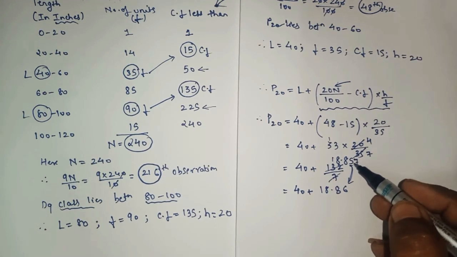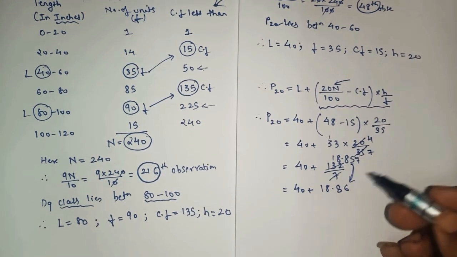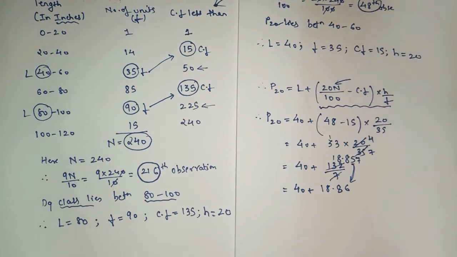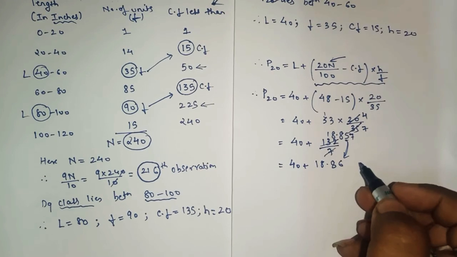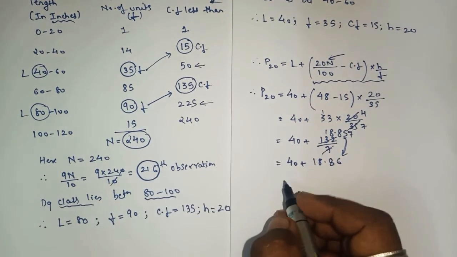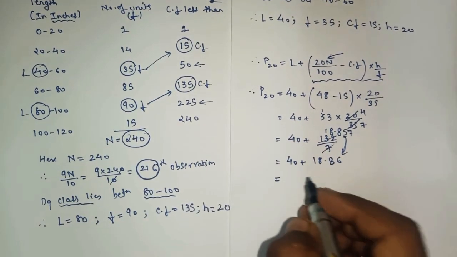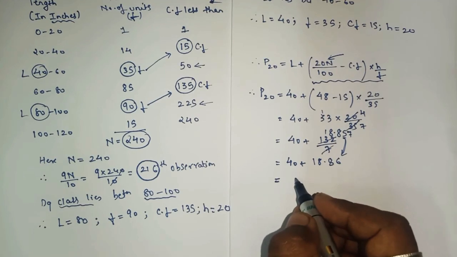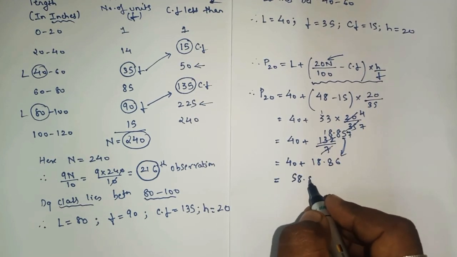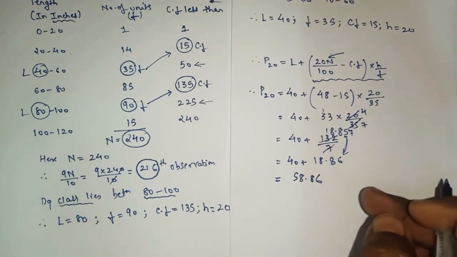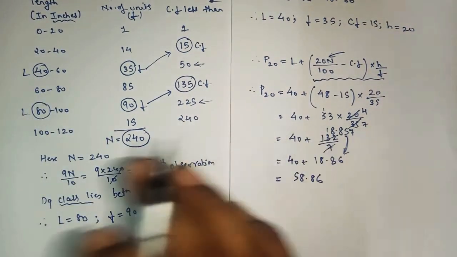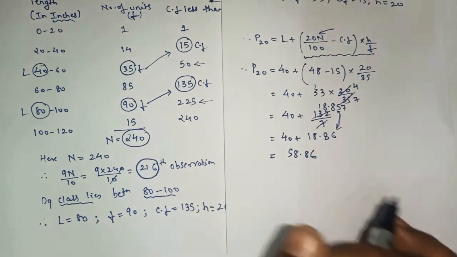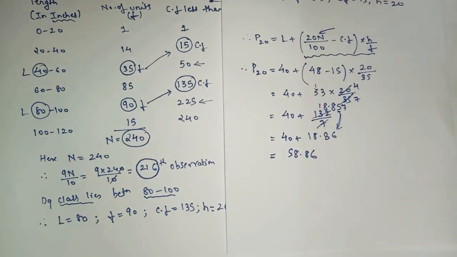If it is more than 5, we can increase this number if you have to take the value till the second decimal. Or else you can keep the answer as it is, 18.857. So here when you add this number, you will get 58.86. As 58.86 lies between 40 and 60, we can predict that the calculation we did till here is perfect.